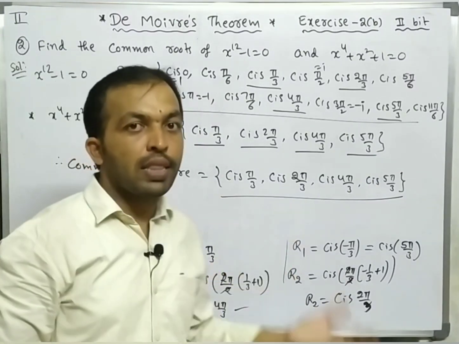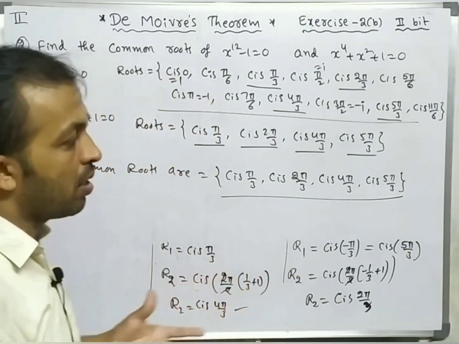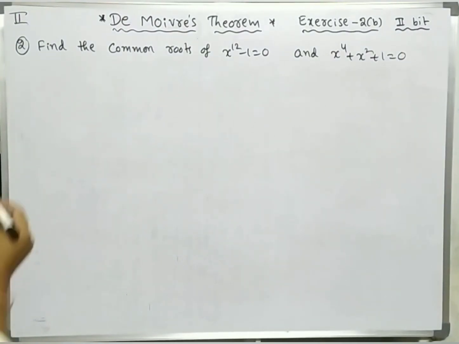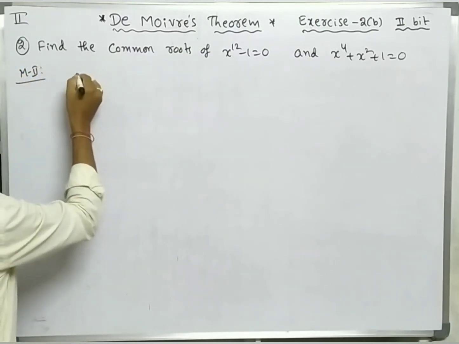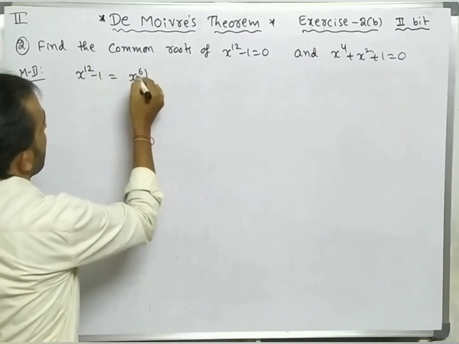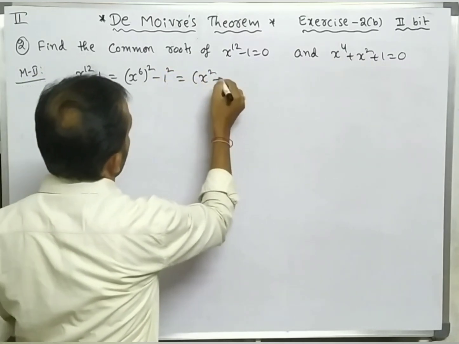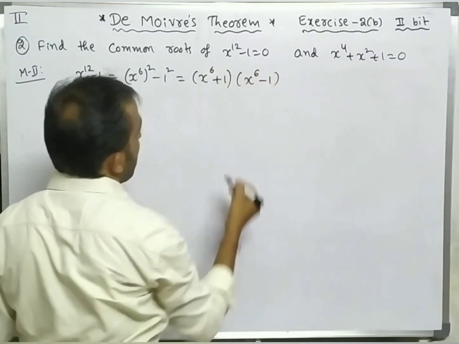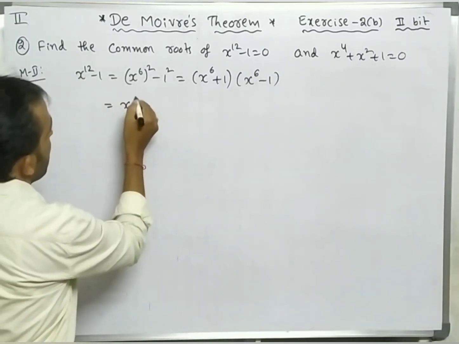So this is a somewhat lengthy method. I will explain another method which is somewhat easier. Now method 2. The first equation, x power 12 minus 1, can be written as (x square) whole square minus 1 square. So a square minus b square is (a plus b)(a minus b): x power 6 plus 1 into x power 6 minus 1.